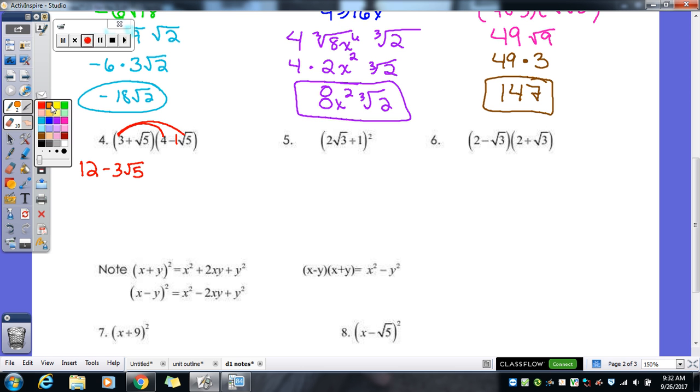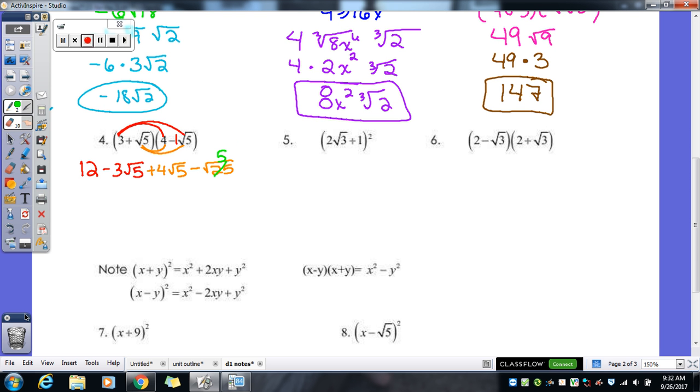So now we have to distribute our other radical 5. So radical 5 times 4 would be 4 radical 5. And then radical 5 times negative radical 5 would be negative radical 25. So then what does the square root of 25 turn into? 5. So then we're going to cross that out, make that a 5.